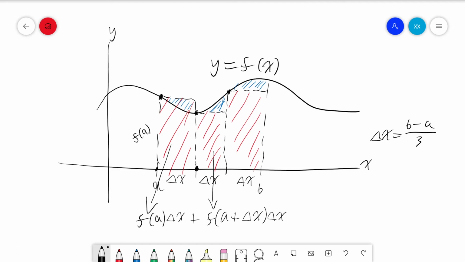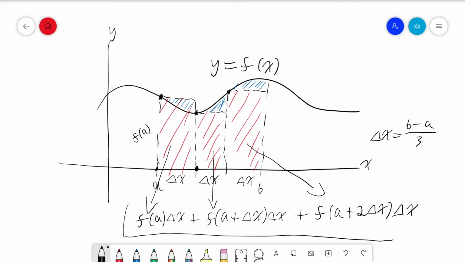And now we've added up our first 2 rectangles, and now for our third one, same kind of deal. We're adding on our height times our base. In this case, our height is f of A plus, and now this time we've gone over 2 delta x's, not 1. And then we multiply by our delta x. So that is how we would approximate the area with 3 rectangles.